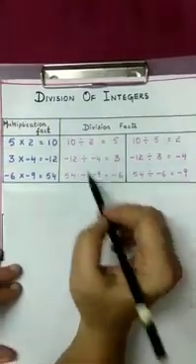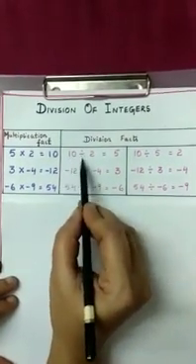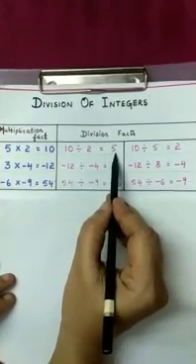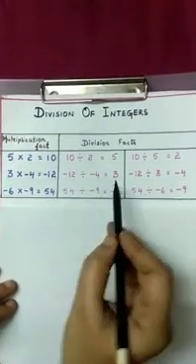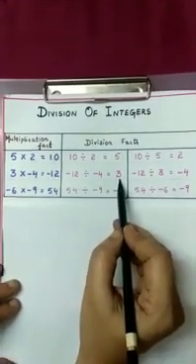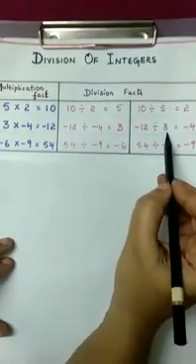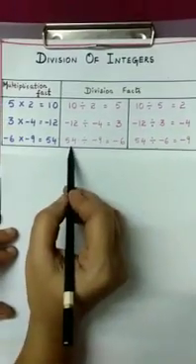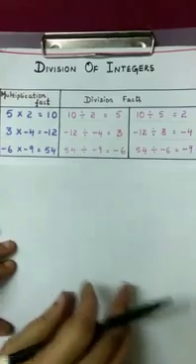If you observe the division facts here, if a positive integer is divided by a positive integer, we get a positive integer as the quotient. If a negative integer is divided by a negative integer, we get a positive integer as the quotient. If a negative integer is divided by a positive integer, we get a negative integer as the quotient. If a positive integer is divided by a negative integer, we get a negative integer as the quotient.